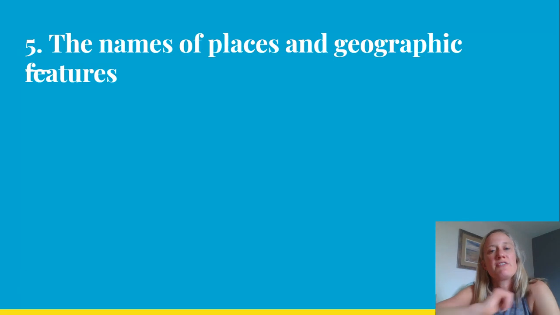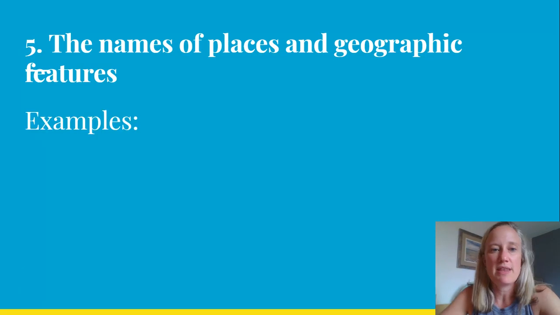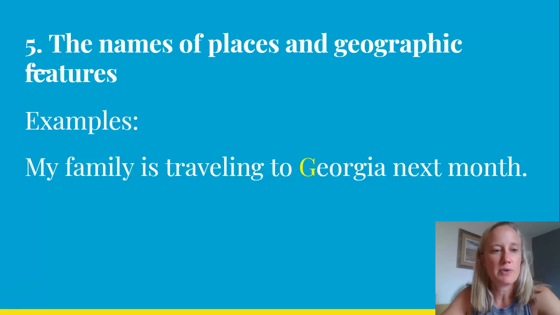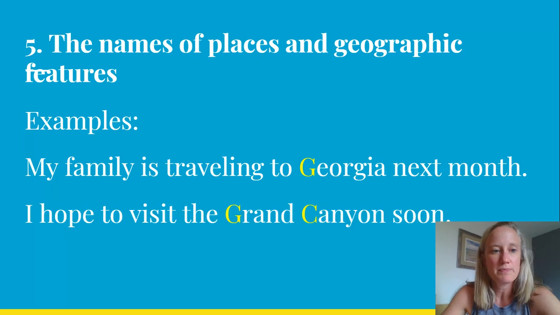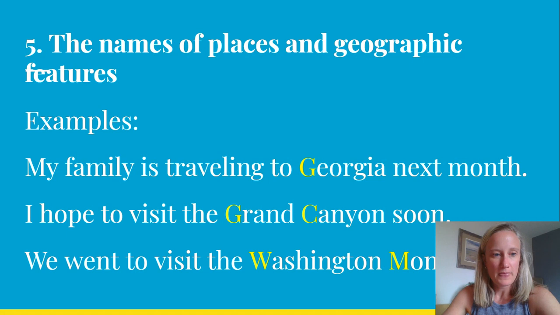The names of places and geographic features. You'll see what I mean by that in a moment. Here's a couple examples. My family is traveling to Georgia next month. Georgia is a specific place. It needs to start with a capital. In fact, all states, if you're naming the state, start with capitals. I hope to visit the Grand Canyon soon. Grand Canyon is a geographic feature. It's a certain place that people might travel to. It needs to start with capitals, the G and the C.